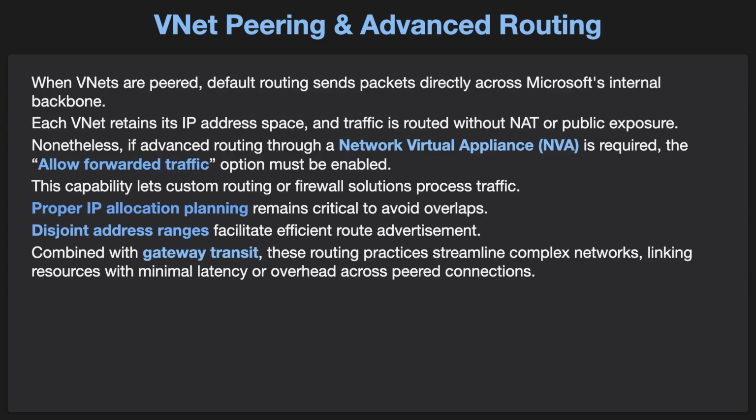Nonetheless, if advanced routing through a network virtual appliance (NVA) is required, the Allow Forwarded Traffic option must be enabled. This capability lets custom routing or firewall solutions process traffic. Proper IP allocation planning remains critical to avoid overlaps. Disjoint address ranges facilitate efficient route advertisement. Combined with gateway transit, these routing practices streamline complex networks, linking resources with minimal latency or overhead across peered connections.